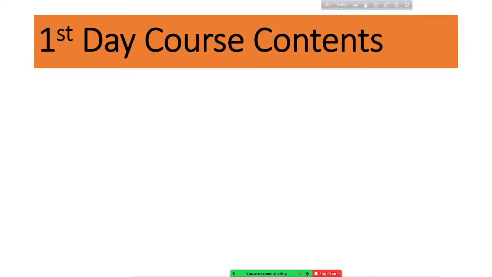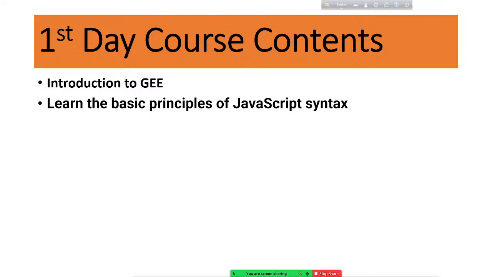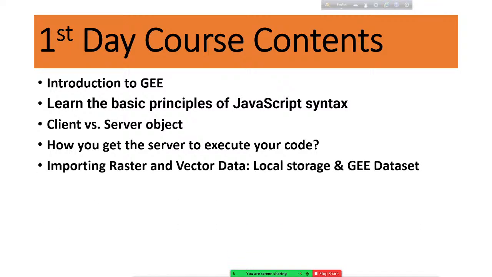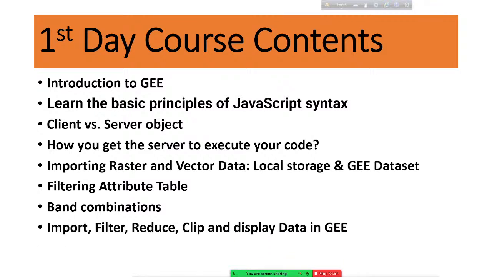First the course content. I will try to complete the introduction to Google Earth Engine, then move to learning the basic principles of JavaScript syntax, then what is the client and what is the server object in Google Earth Engine, and how you get the server to execute your code, then importing raster and vector data from your local storage as well as the Google Earth Engine dataset, then filtering attribute tables, then band combination, then also discuss how you can easily import, filter, reduce, clip and display the data in Google Earth Engine.